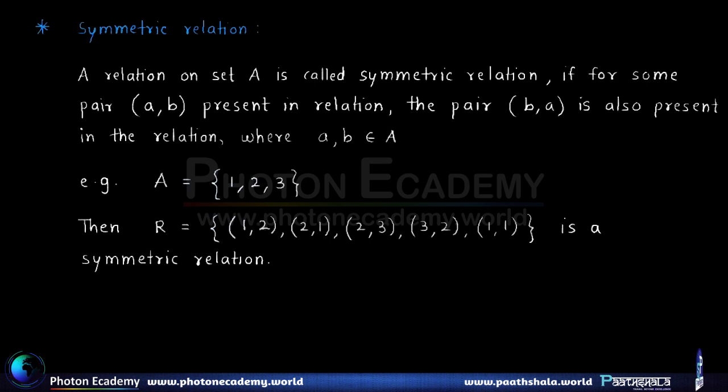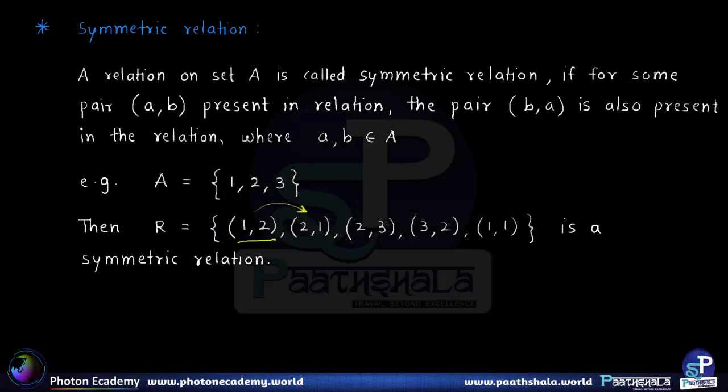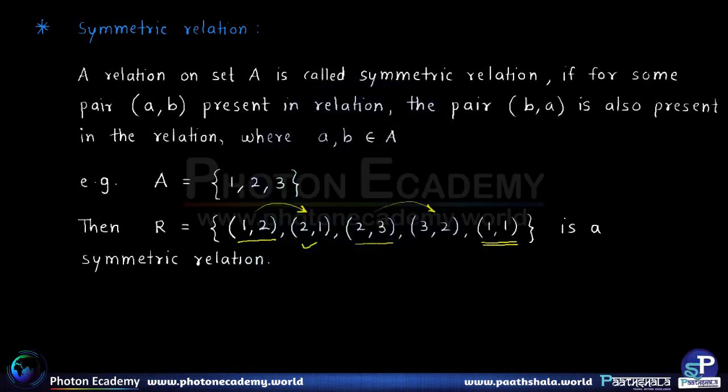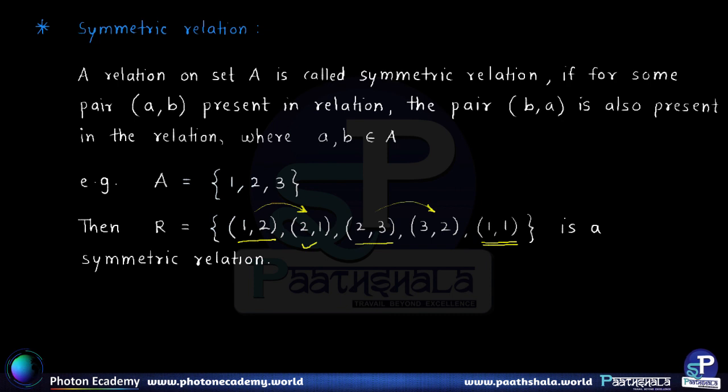Here, one pair is (1, 2), the first pair. Now its reverse pair is (2, 1). Is that present in the relation? Yes, we see that it is also present. Similarly, we have to confirm for all the pairs, that is (2, 3), and (3, 2) is also present. If we consider (1, 1), the reverse pair is the same pair itself. So we see that for all the pairs, their reverse pairs, or the symmetric pairs, are also present in the relation. Therefore this relation is called a symmetric relation.